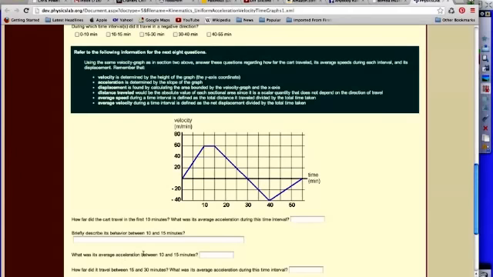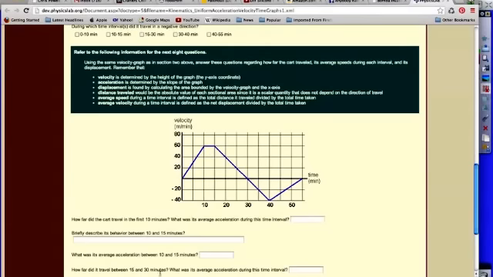What is the average acceleration between 10 and 15 minutes? Well, it's 0. It's flat. If you did y2 minus y1, well, the y's aren't changing, so there'd be a 0 in the numerator, and so it gives you a 0 slope, no acceleration.